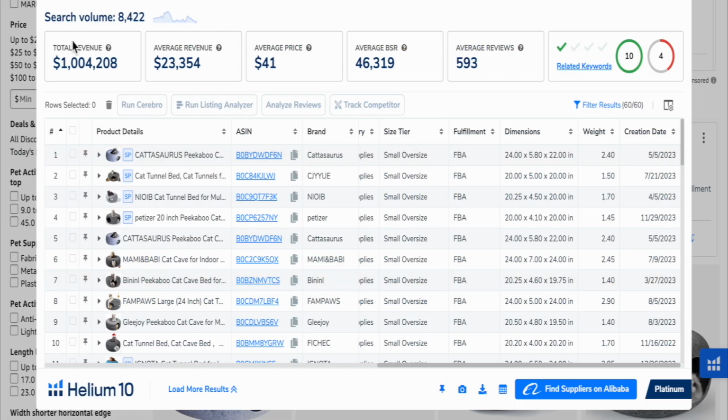So this search volume for the Peekaboo Cat Cave is good for me. The revenue is amazing. Let's go to creation date, and it's kind of the same thing here. But these are the type of things that you have to look at and take into account and really do your research, because again, you don't want to be stuck with a bunch of items that you can't sell and have money be thrown away.